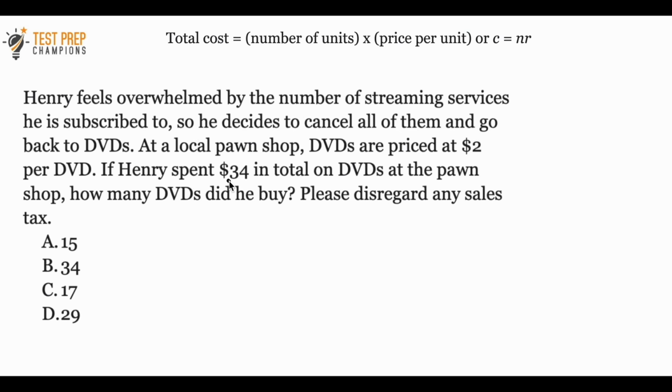So here, since we're told that he spent $34 in total, we can plug that in for the total cost into the formula. And we also know that the DVDs are priced at $2 per DVD. So that's telling us the price per unit. So it's $2 per DVD, and I can plug 2 in here for the price per unit. So again, 34 is the total cost, or the total amount that he spent.